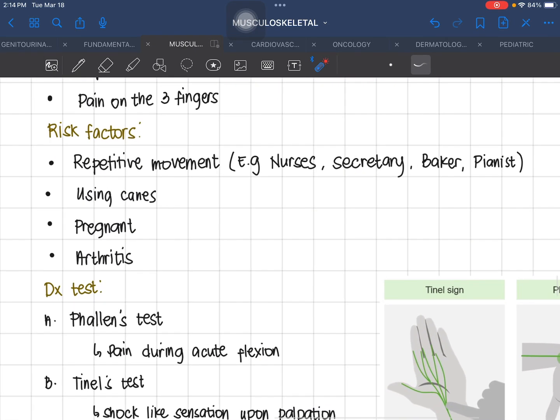Risk factors nito is repetitive movements, yung mga paulit-ulit na gawain. Yung mga prone dito ay mga nurses, secretary, baker, pianist. Hindi lang naman yan lang, marami pa, pero yan yung sa kanila common. Also, using of canes, kasi naiipit yung median nerve natin, nakukompress siya. Also sa mga pregnant and sa patient with arthritis.